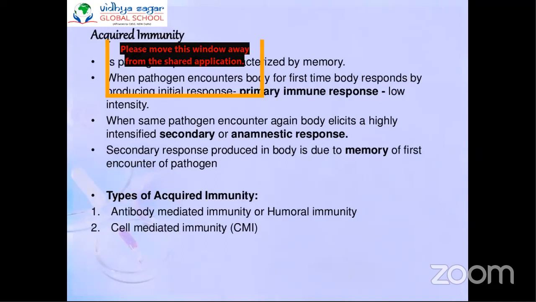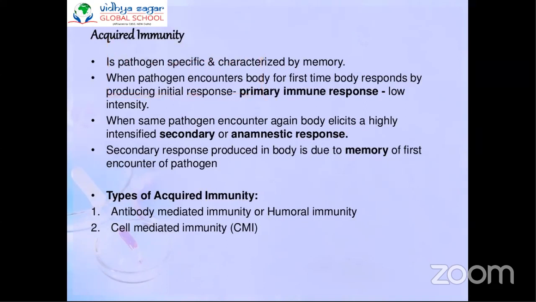Once you get chicken pox, you will not get it again because your body knows the response. The first time it enters your body, it may not know how to react with that particular foreign particle. But when it attacks for the second time, your body has the ability to react against the foreign particles. Under acquired immunity, there are two immune responses: one is the primary immune response, and the other is the secondary immune response.